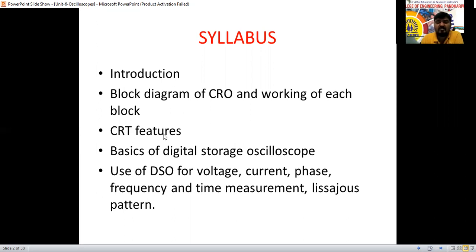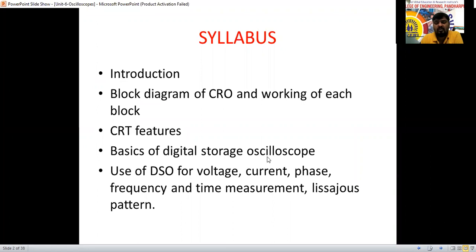And the CRT features: what is the size, how much voltage is required, what is the advantage, how the horizontal axis and vertical axis operate, what is the operating voltage and supply voltage. These are the features of the CRT we are going to discuss. This is one part related to the CRO. Another one is the DSO, the digital storage oscilloscope.